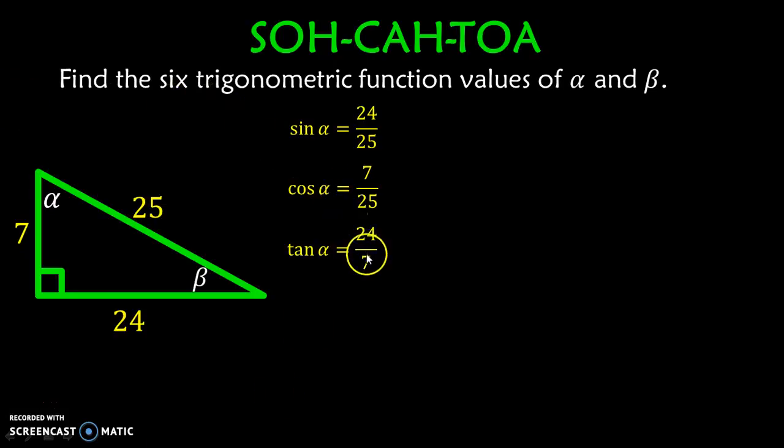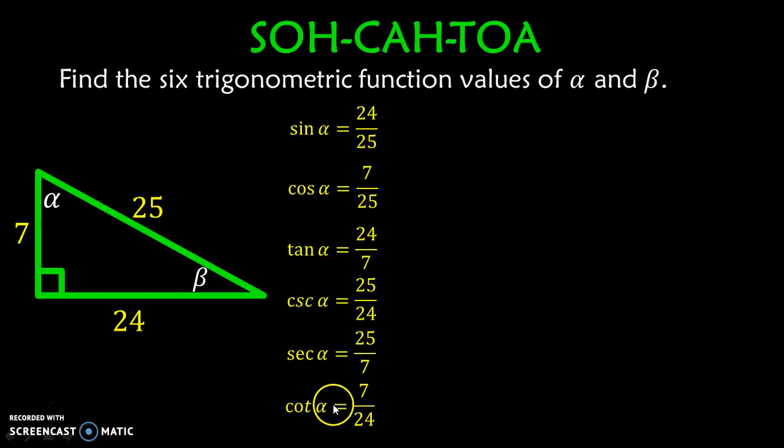As I said a while back, we can easily get the other three functions because they are just the reciprocal of these three functions here. The reciprocal of sine alpha is cosecant alpha and it's equal to 25 over 24. The reciprocal of cosine alpha is secant alpha, so we have 25 over 7. And last, the cotangent alpha is equal to 7 over 24.